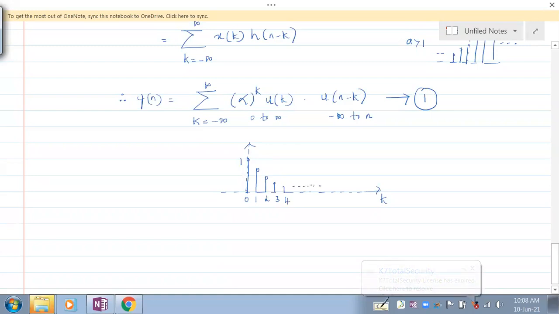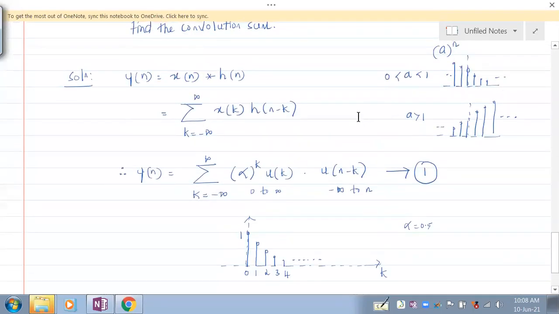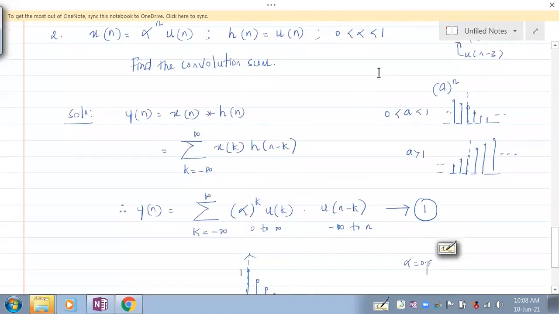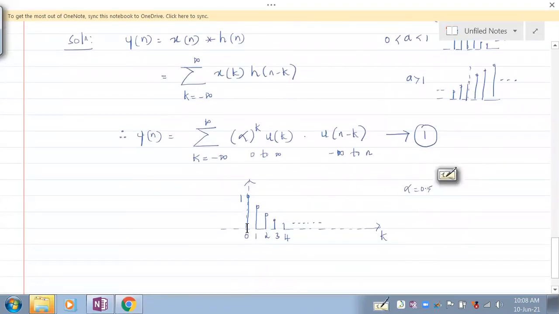So this is how I can write. Let's not be bothered about what its values are. Suppose alpha is 0.5, because they have told us that alpha is greater than 0 and less than 1. We can take that as 0.5. And if alpha is 0.5, then 0.5 to the power 0 is 1, 0.5 to the power 1 is 0.5, and 0.5 squared is 0.25. We can do that, but there is no necessity of writing it.